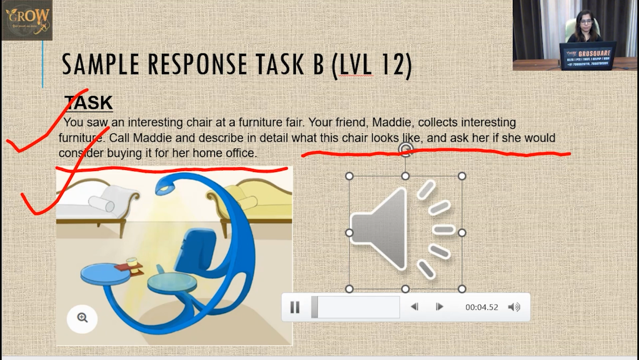Hi Maddie, I'm just at a furniture fair and I'm looking at this chair and I had to ring you to tell you about it. I know you're really interested in collecting interesting furniture and this is very interesting. Let me describe it. So it's curved, it's blue, there's a light on the top of it which kind of winds around to focus in on where you would be sitting in the center of the chair. It's also got a curved arm table coming out of it with a cup holder, and we know you like to drink your tea and coffee when you're reading your books, so that's convenient to have.